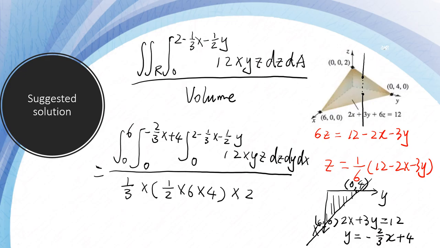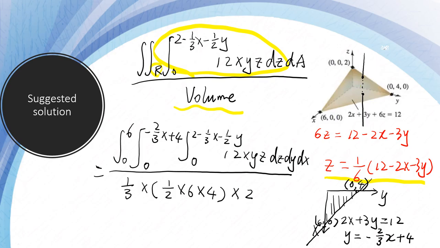So we can get the expression of z, which equals 12 minus 2x minus 3y, divided by 6. No matter where the line lies, the top of the region is z, and the bottom of the z region always starts from 0. So we can get the innermost integral with respect to z. It's this. Then we are going to set up a double integral over the region R. And we also need to divide it by the volume of the solid region to get the mean value.